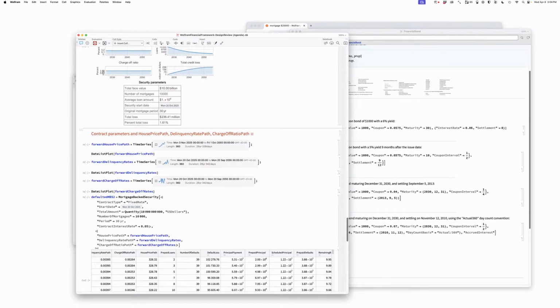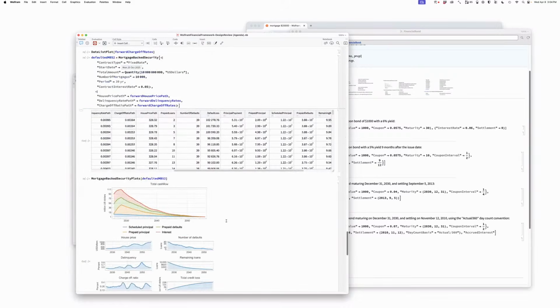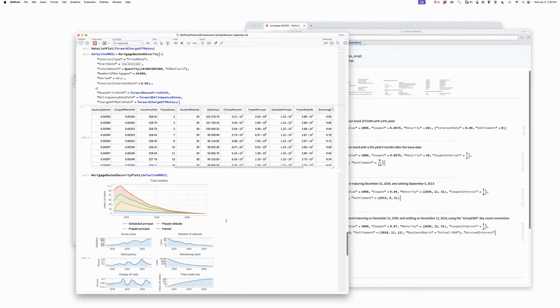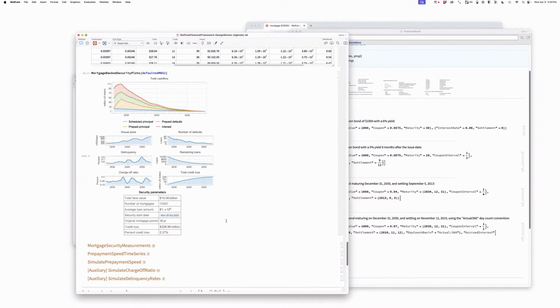Okay, and charge-off ratio path. What the heck is that? The charge-off ratio. Oh, charge off. Sorry, I didn't read the code. Yeah, charge off. Okay, I saw it. Something defaulted, but how much money did you lose on the default? It depends upon whether or not the price of the house has fallen below the amount on the mortgage or not, and so on. So if you scroll down slightly, you can see the plot of charge-off ratios and delinquency rates.